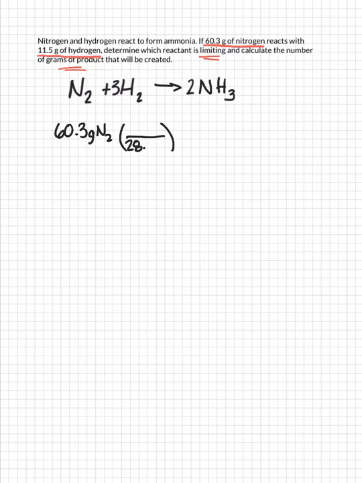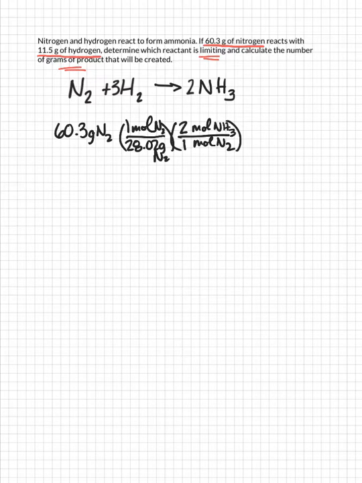Remember, it's N2, so I have 28.02 grams of N2 per mole. So I start by changing to moles, right? And then my next one, I'm going to do moles of N2, because what I started with goes on the bottom. Moles of NH3 up on the top, because that's what I'm looking for, right? Because I'm looking for the grams of product. So for every 1 mole of N2, I make 2 moles of NH3.